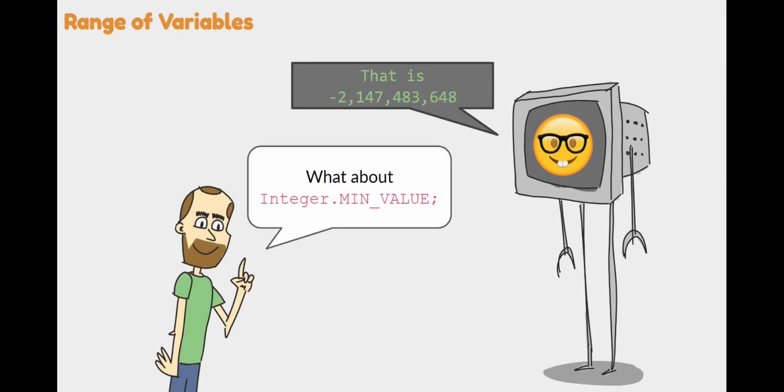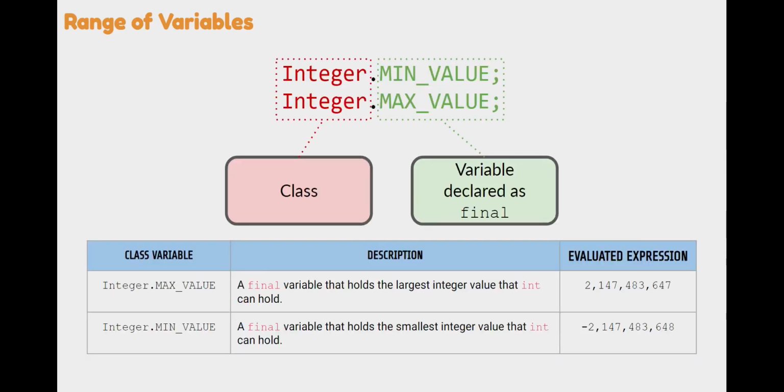We can also ask it what the smallest value is. It also knows Integer.MIN_VALUE, and it will tell us that is negative 2,147,483,648. So these are two class variables. The class that they belong to is Integer. The variables, and they are final variables, meaning that they cannot change value. We have MIN_VALUE and MAX_VALUE.